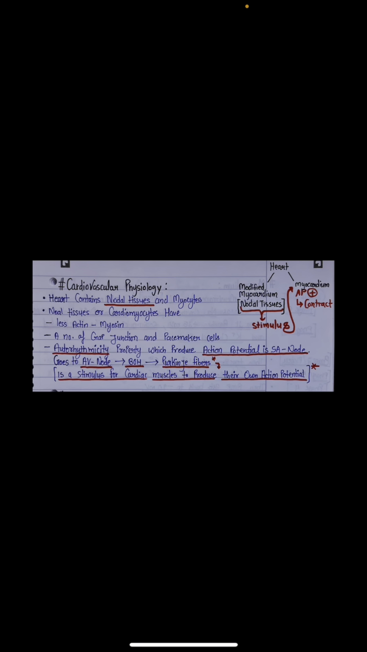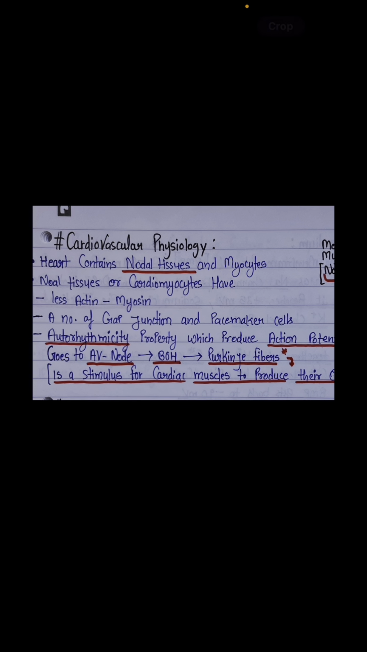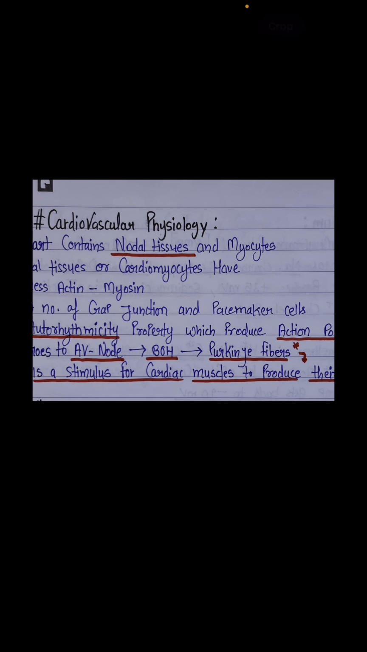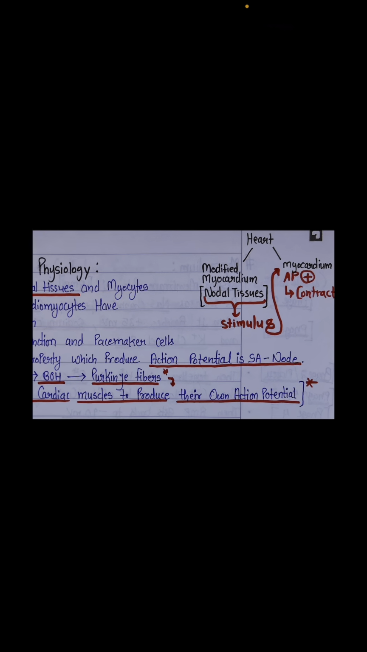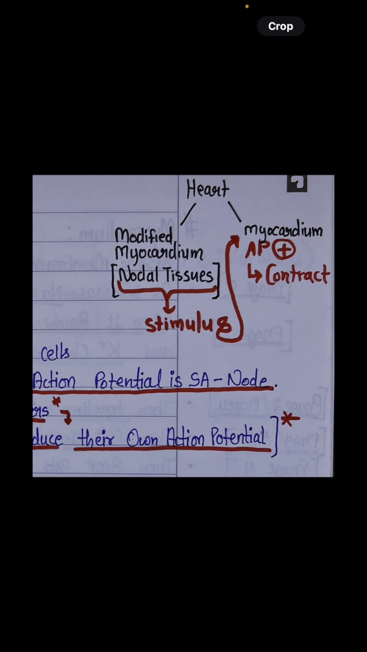So let's talk a little bit about the cardiovascular physiology, just briefly. The heart contains nodal tissues and myocytes. Nodal tissues or cardiomyocytes have lesser actin and myosin, so a number of gap junctions and pacemaker cells are present there. The heart is basically made up of modified nodal tissues or modified myocardial tissues, which will stimulate the myocardium to contract.